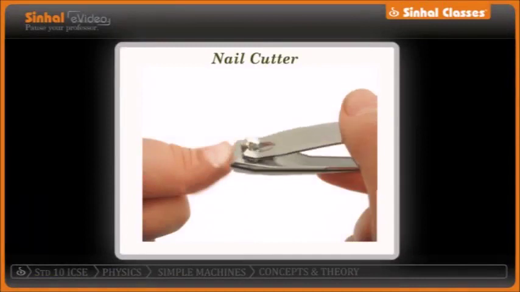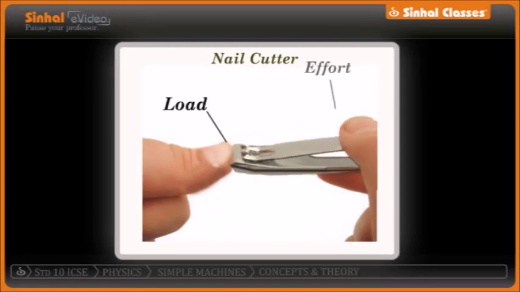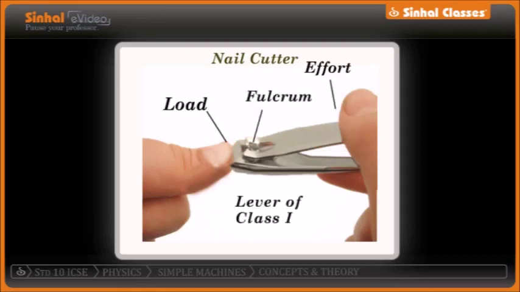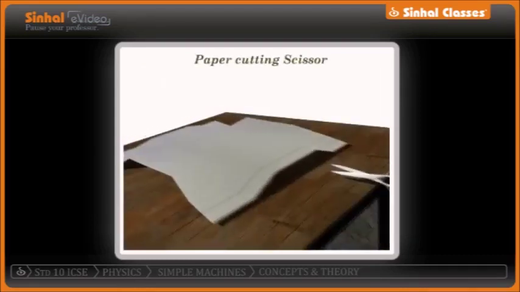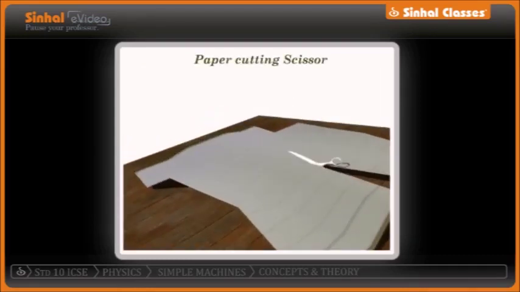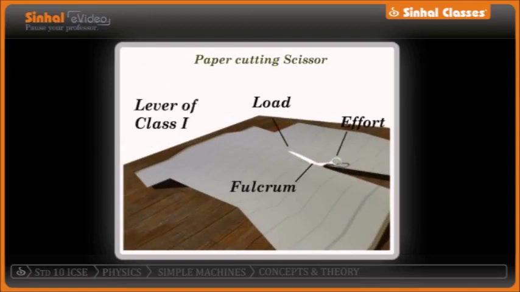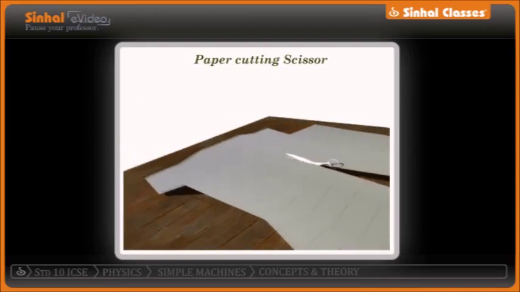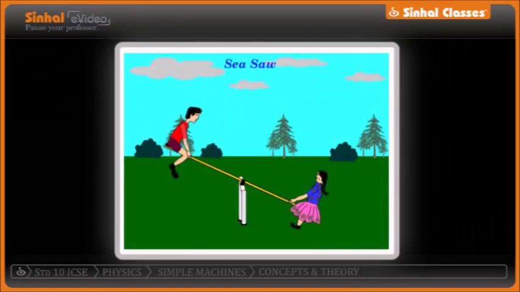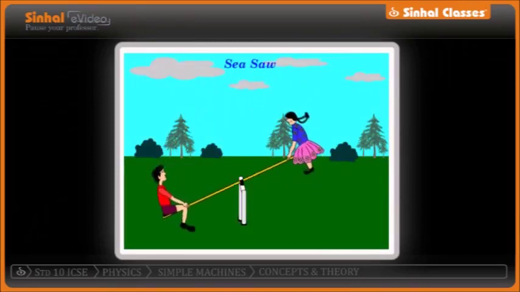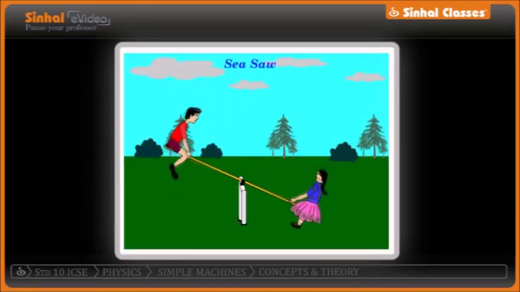Definitely it's a form of lever because you have the load at one end, that is your nails. You're applying an effort at the other end. So you are getting a convenience in applying the effort. It is a lever of class 1. Similarly, we use scissors while cutting paper. Definitely that also is a lever of class 1. During your kinder ages, you must have gone to a garden to sit on a seesaw. What is a seesaw? A seesaw also is a lever of class 1.